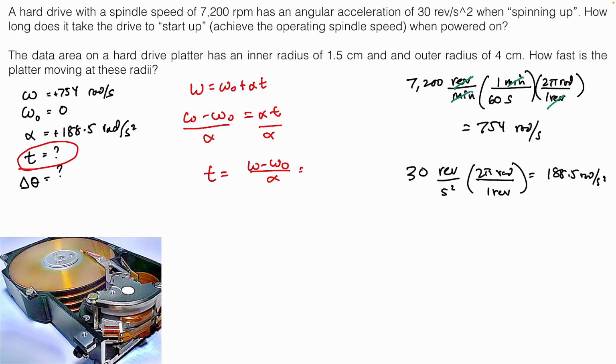So what do I got here? I've got my final omega, 754 minus my initial, 0, all over 188.5. I'm not putting my units in there because I have standard units, and I know I'm going to get seconds out if I put my correct units in there, and I get 4 seconds. 4 seconds. Startup time. That's about standard. It's average.